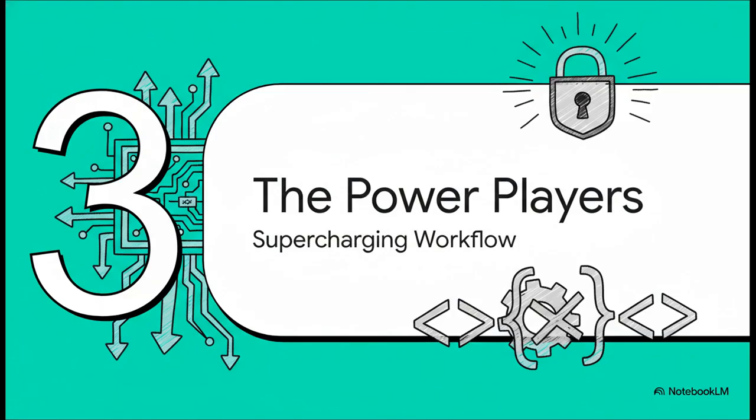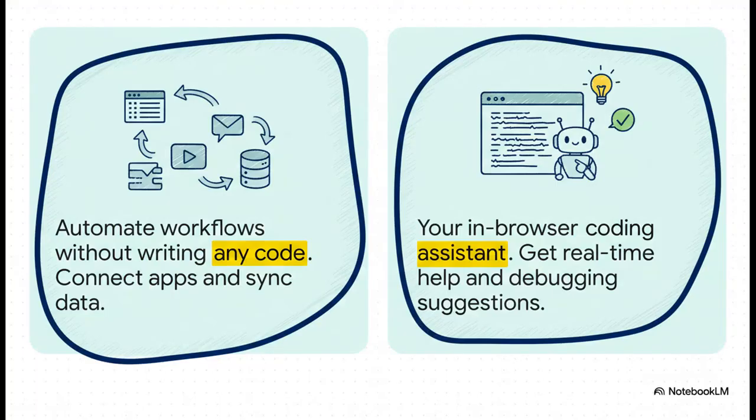Okay, time for our final category, the power players. These are the really specialized tools that go beyond just writing and design. They help you automate your work, code more efficiently, and even protect your privacy online. So here we have two incredibly powerful tools, but for totally different people. Over on the left, n8n is for the non-coders. Imagine you want every new email attachment from a client to automatically save to a specific Dropbox folder, and then create a task in your project management app. n8n lets you build that whole workflow visually, just by dragging and dropping.